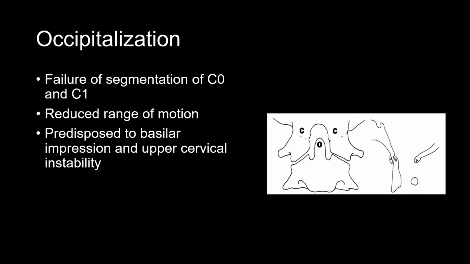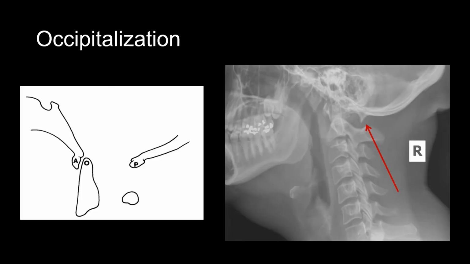Occipitalization is failure of segmentation of the occiput, or C0, and C1. Essentially what we're looking at here is the atlas still attached to the base of the skull, or the occiput. On a lateral view, you can see the anterior tubercle here and the posterior tubercle of C1 are still fused to the opisthion and the basion of the foramen magnum, or the base of the skull. Here's a larger image of that same illustration as well as an example on radiography. Here the posterior arch is essentially an extension of the base of the occiput.